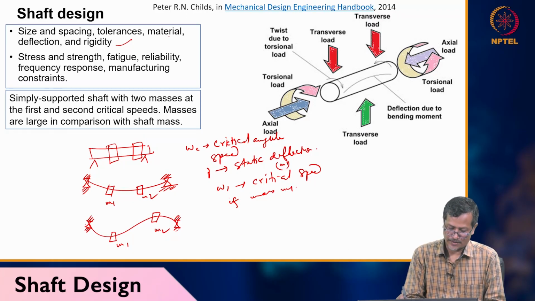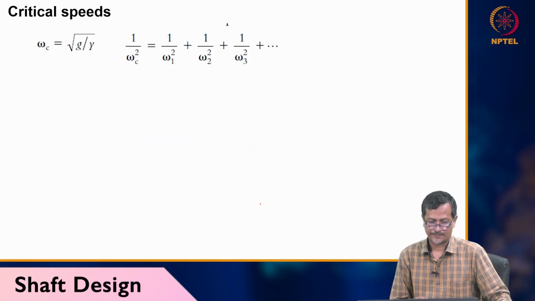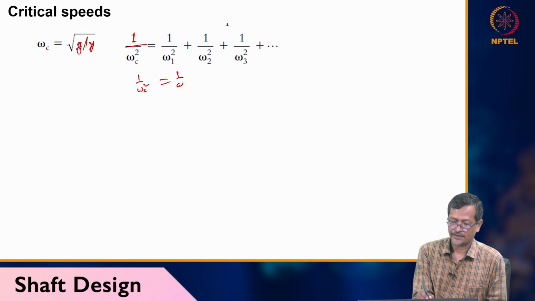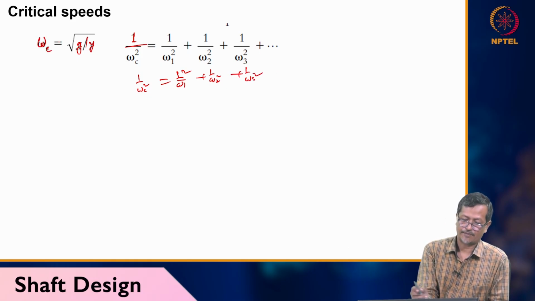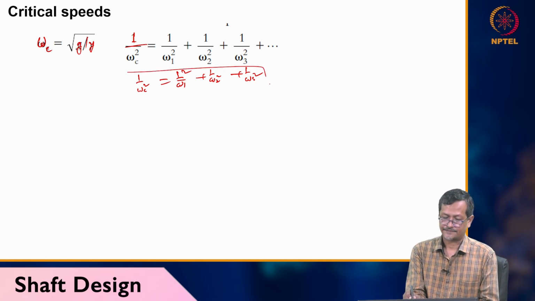mass m1 is present. Then the expressions will be like WC equals root over G y 1 by omega c square, 1 by omega c square equals 1 by omega 1 square plus 1 by omega 2 square plus 1 by omega 3 square. Omega critical. So the combined critical speed will be calculated like this.